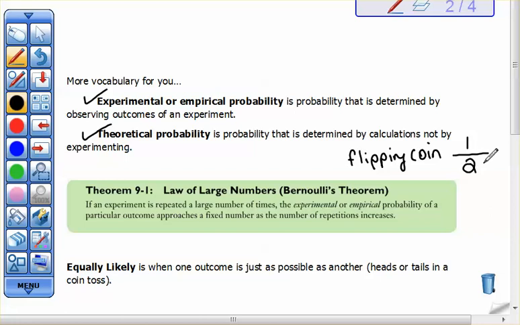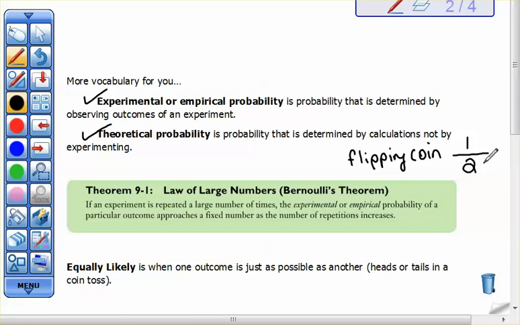If I were to actually take a coin and flip it, though, then I might get tails 2 or 3 times in a row. That's the experimental probability. So when we're actually performing the experiment, we call that experimental probability as opposed to theoretical probability. Now, there is something called the law of large numbers, or Bernoulli's theorem, and it says if an experiment is repeated a large number of times, the experimental or empirical probability of a particular outcome approaches a fixed number as the number of repetitions increases.